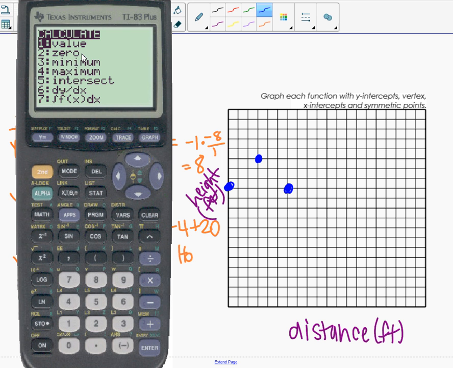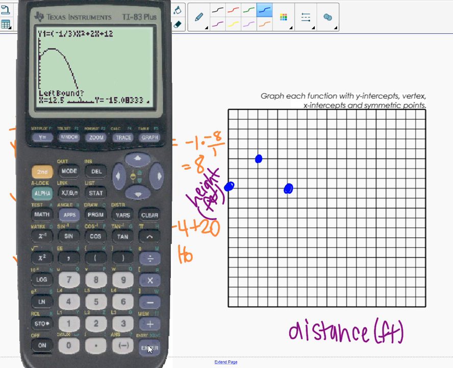Option number 2 says zero. Your calculator calls x-intercepts zeros. So we're going to go down, hit enter. Now, if you notice, your graph is asking for a left bound and a right bound. Anytime you do these types of things on the graph, right now we're just doing x-intercepts, but we'll build on it. You have to give your calculator a window to find what you're looking for.